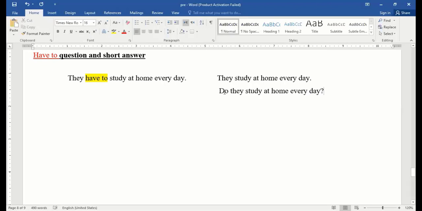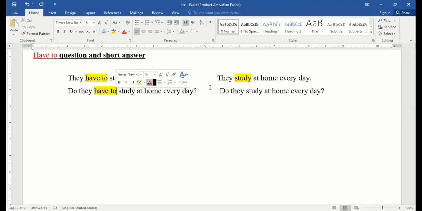Okay, why did I use do? Because we have "they study", a verb, and they, okay? The same way, because here study is the verb, and here have to is the verb. So what do we do here? Again, we write the question. Because here have to is a verb, so we write do they have to study at home every day? Question mark. So the same thing you do with the normal verb, you do with have to. So we say do they have to, and do the same.